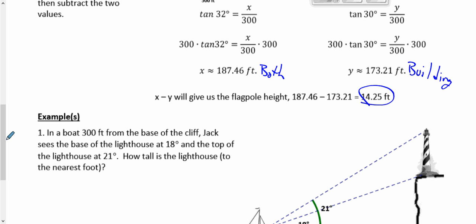So you're going to have two right triangles. Okay? Two right triangles. And you know how to use them with the trig. Right? You're generally going to find one, find the other, and subtract them. Okay? Or something like that.